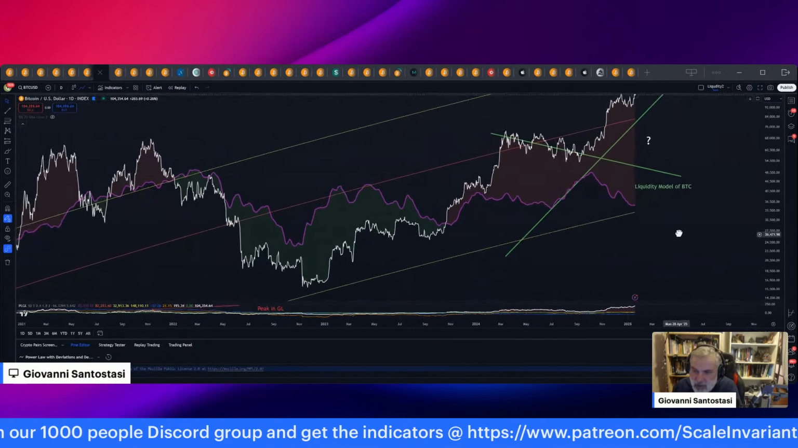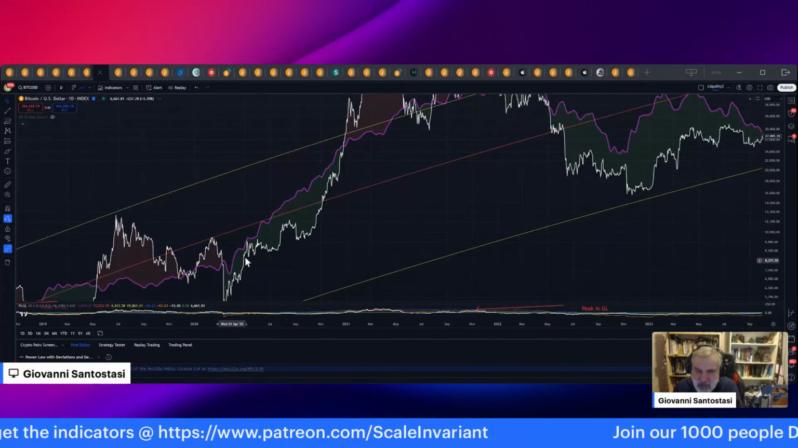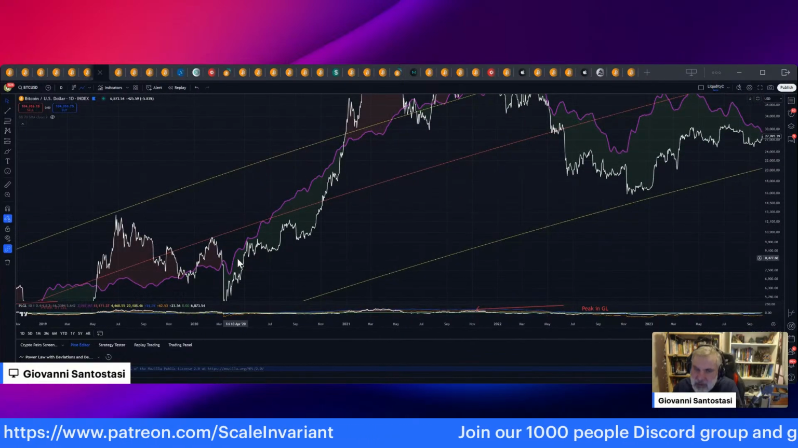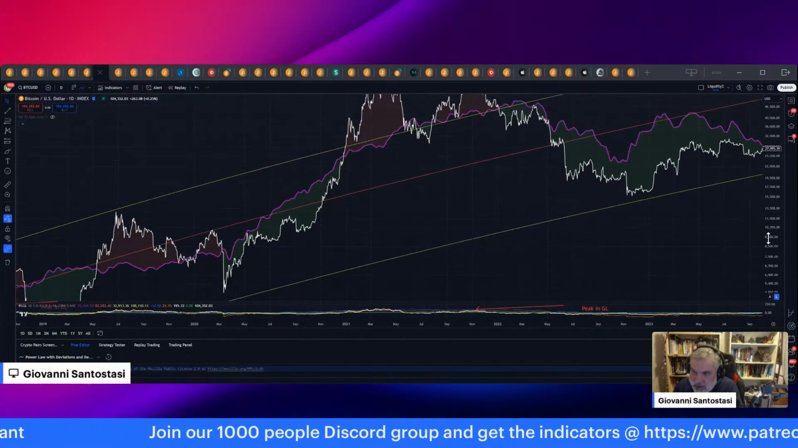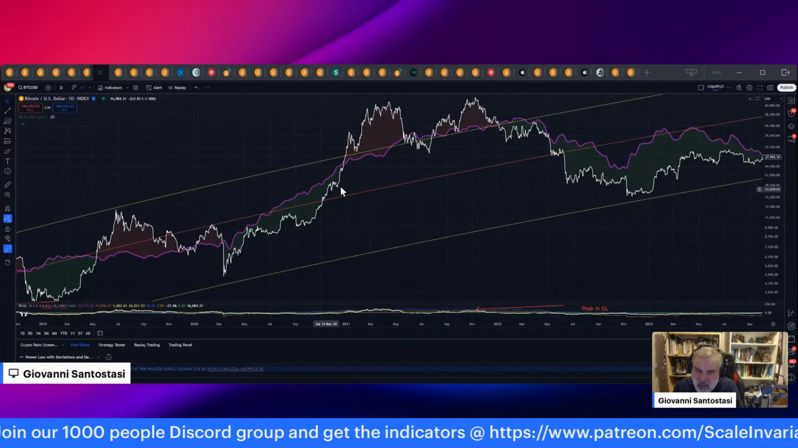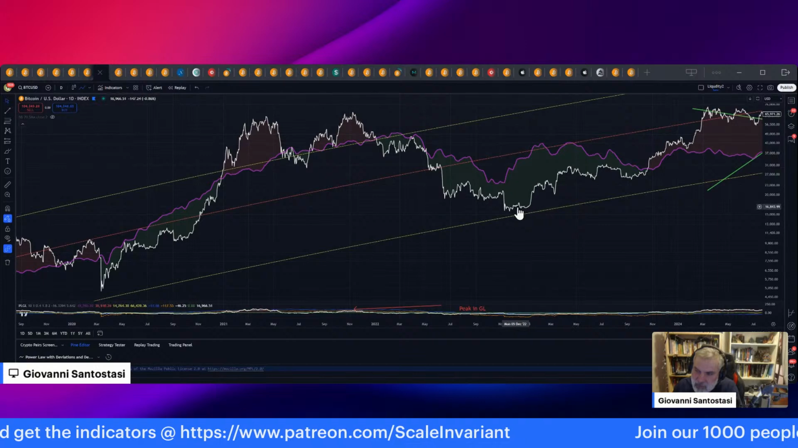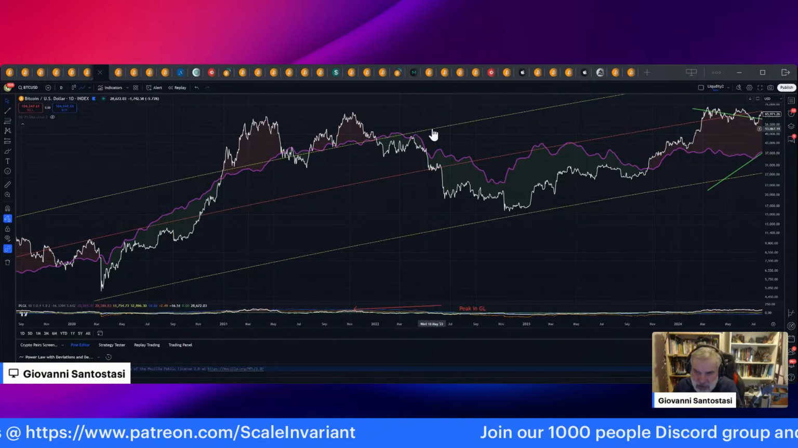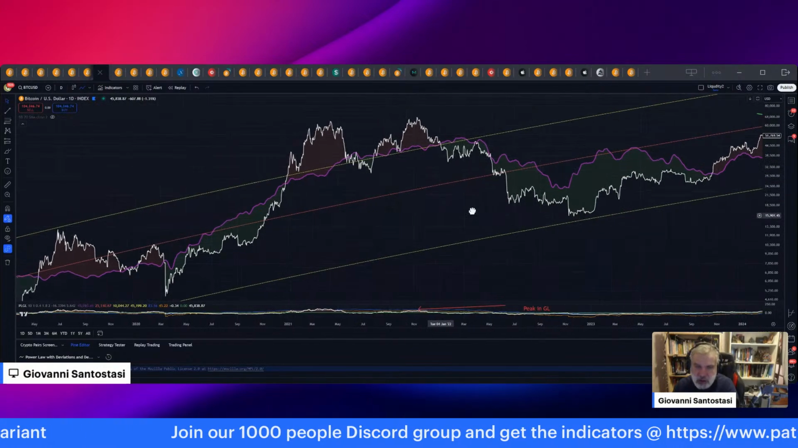The main interpretation is that if we go to previous cycles, every single time we had a bull run, the purple line was above the white line. The white line is the closing price, right? And here, like always, we have a power law. The red line is the power law, the support line, and just a very large deviation from the trend to give you kind of a range.